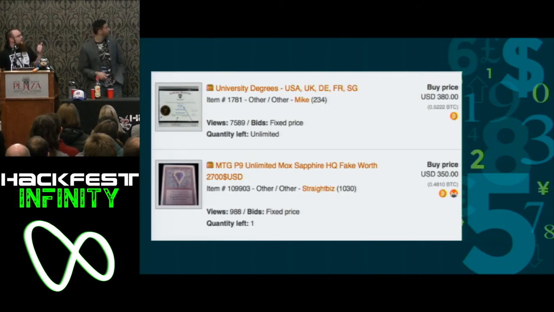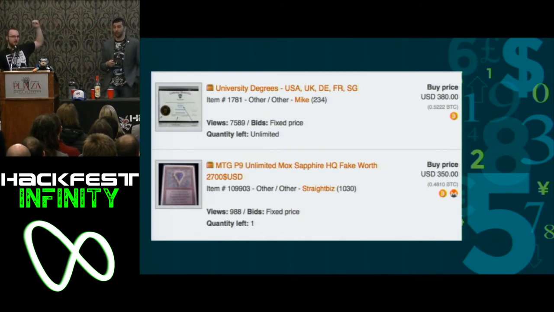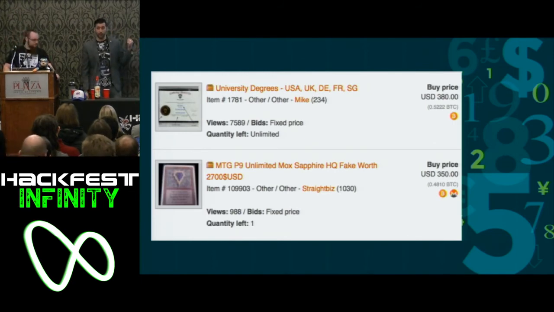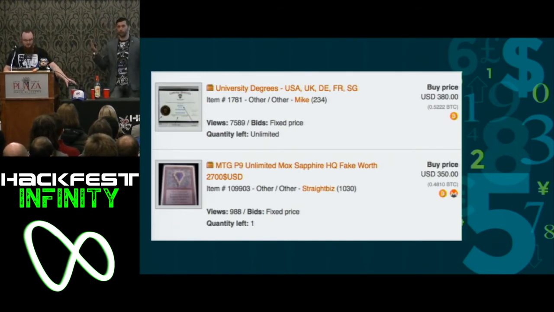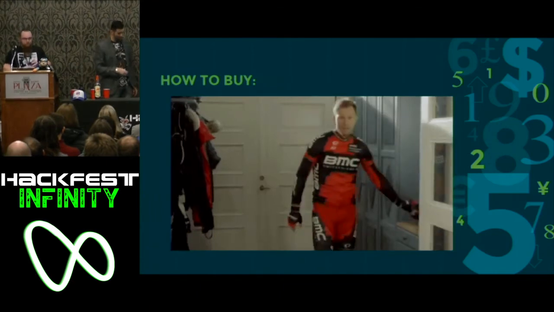And degrees. You can get them cheaper, but this one's $380 because they use the exact paper and the exact gold overlay that the university itself would use. So you could have a master's in whatever. If you're trying to get a job that has a degree requirement, it's $380 or an $80,000 student loan. Your call. You end up the same person either way, knowing the same amount.